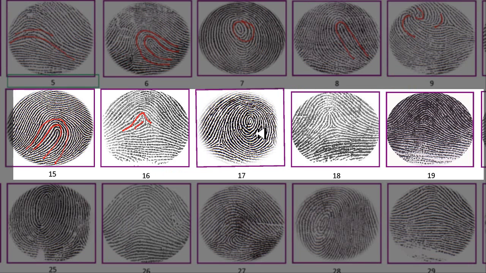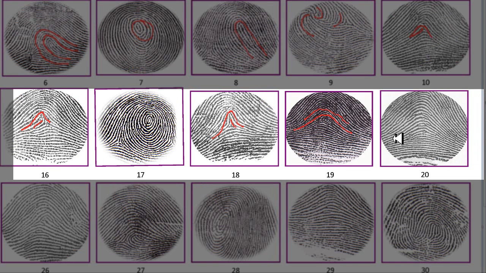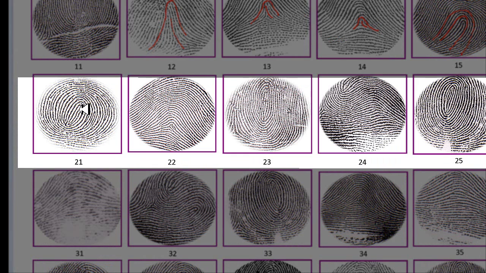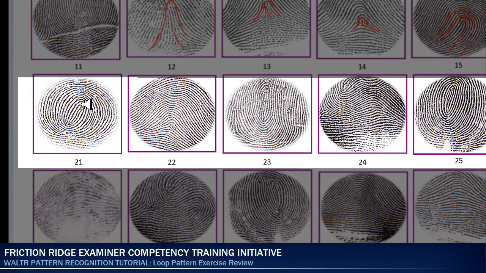17, this is not a loop. It is not a plane arch. It's not a tinted arch. Number 18, definitely this is a tinted arch. 19, clearly a plane arch. 20, again, 20 is a plane arch. Now we're on number 21. This is not a tinted arch, it's not a plane arch, it's not a loop.